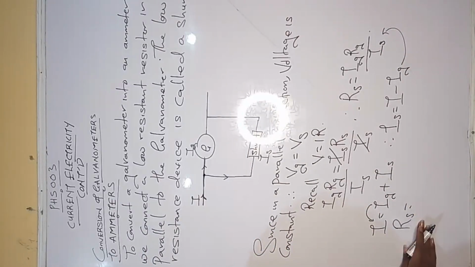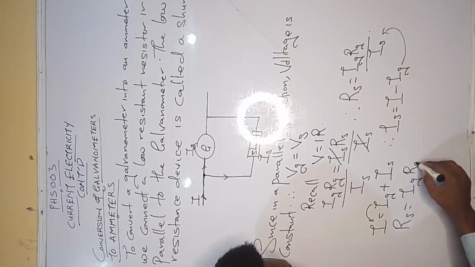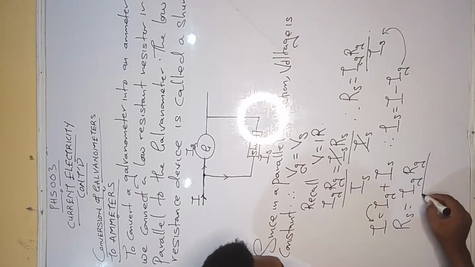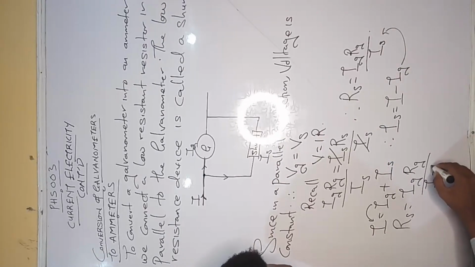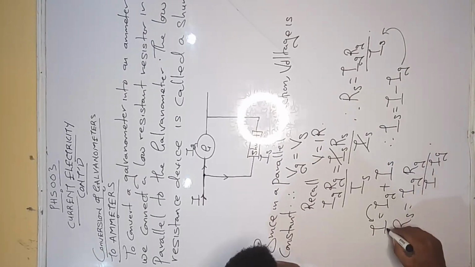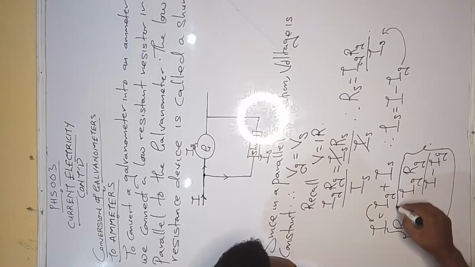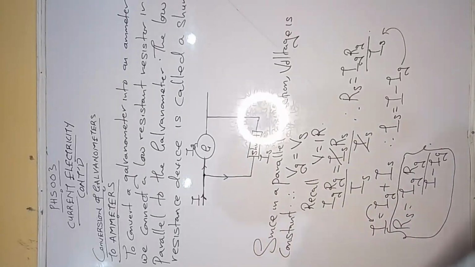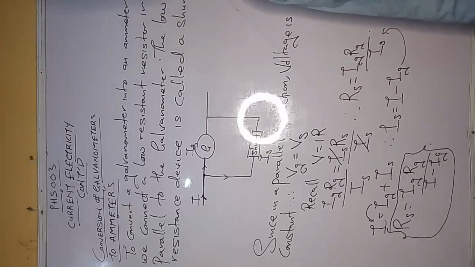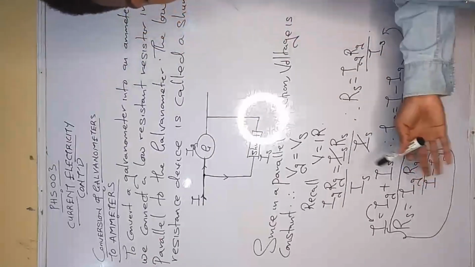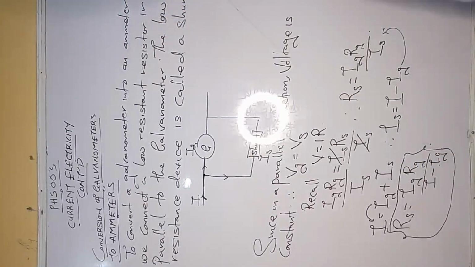Rs, which is the resistance of the shunt, equals Ig Rg divided by, instead of writing Is, we know Is is I minus Ig, so we say I minus Ig. So please, let's write down this formula. This is the formula for calculating the resistance of a shunt. So quickly now, please just quickly write it down.